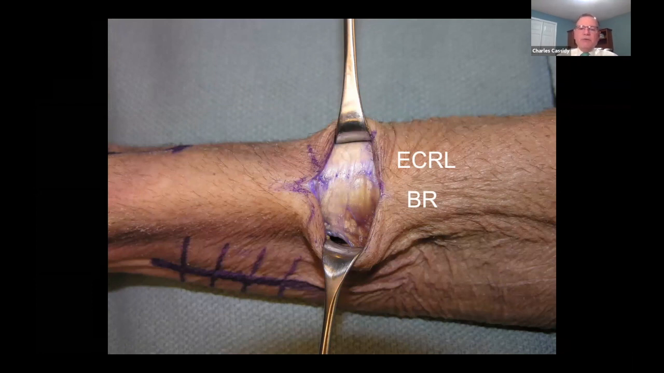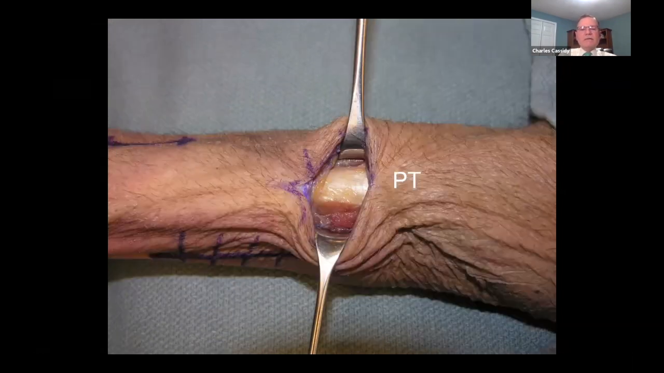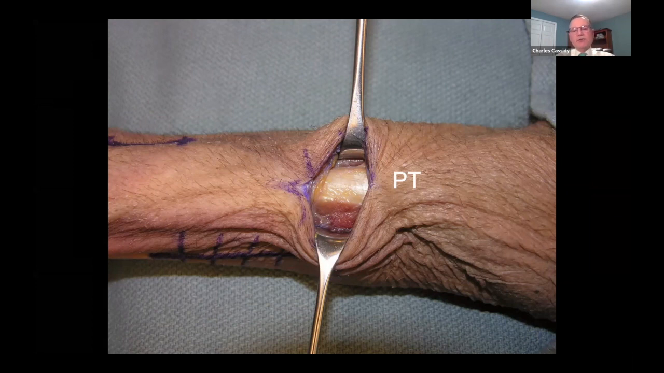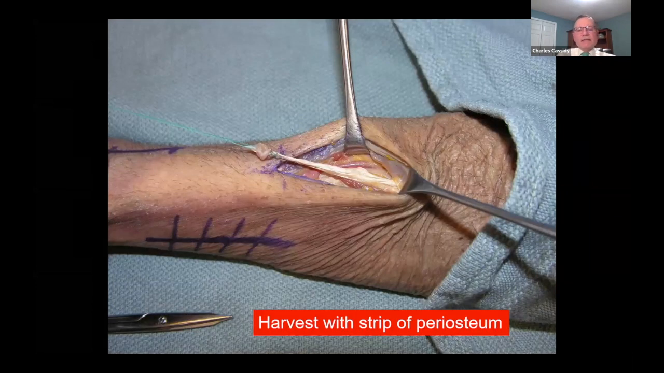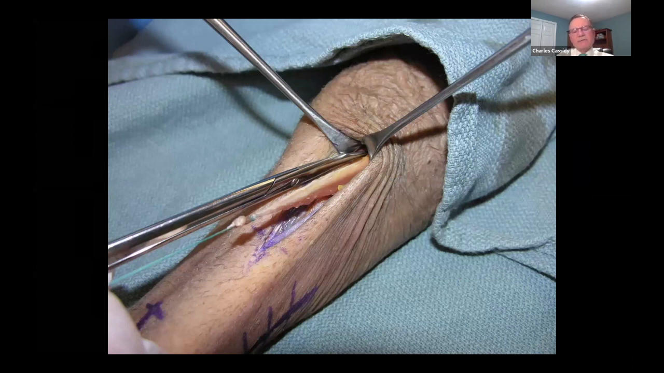So here we're in the brachioradialis ECRL area, and we're going to retract the brachioradialis dorsally to expose the pronator teres. So if you pronate the pronator teres, you can trace it to the distal insertion of the tendon, and it has a fairly broad insertion, but overall a short tendon length. So harvest that with a strip of periosteum to gain as much length as you can. And then there are some fascial connections proximally in the forearm, just as with the brachioradialis. And so you need to release those to get the maximum excursion, as you see here.